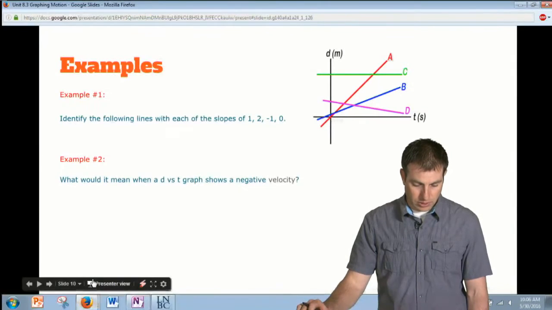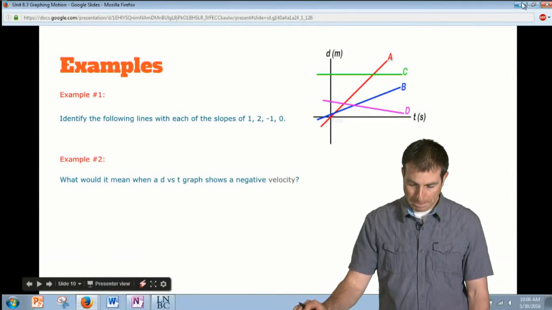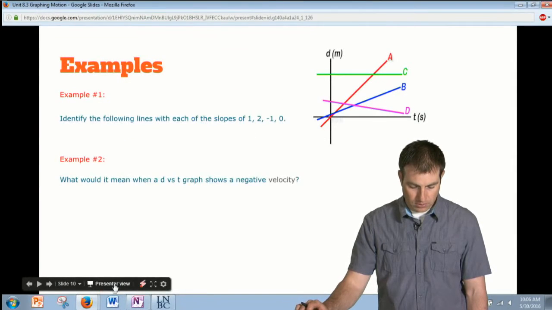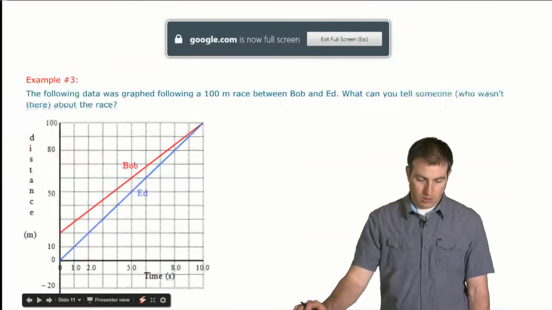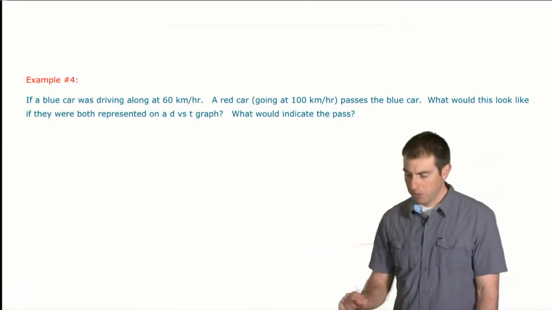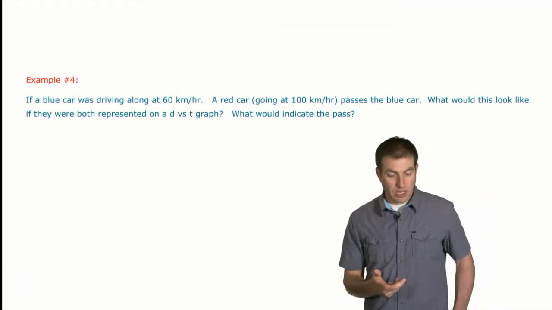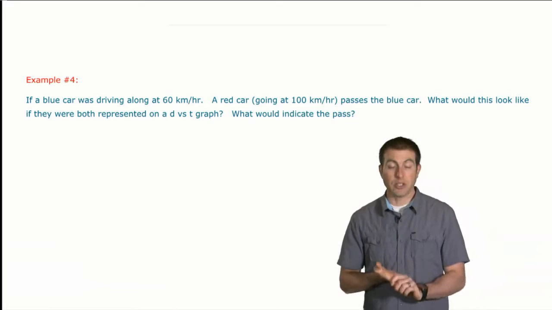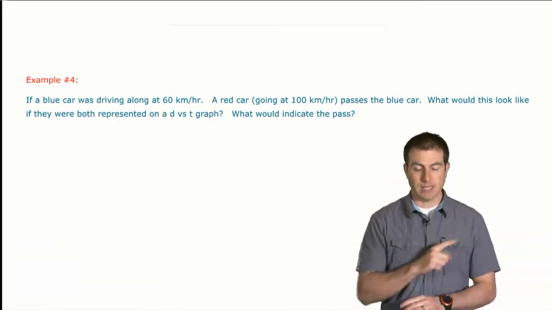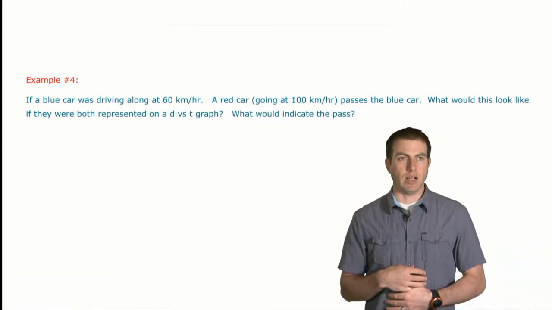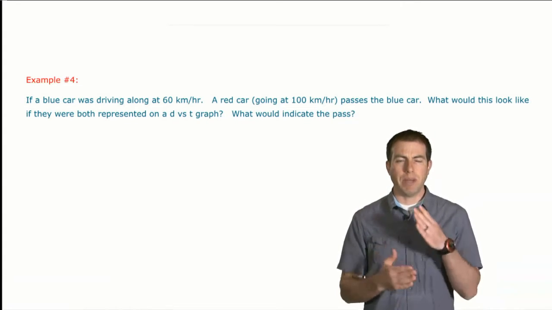All right, let's look at a couple more examples here. All right, so let's think about this. Similar scenario, but maybe a little bit different. A blue car was driving at 60 kilometers per hour. A red car was driving at 100 kilometers per hour past that blue car. What would this look like on a distance versus time graph? And how would we know when a pass occurred?